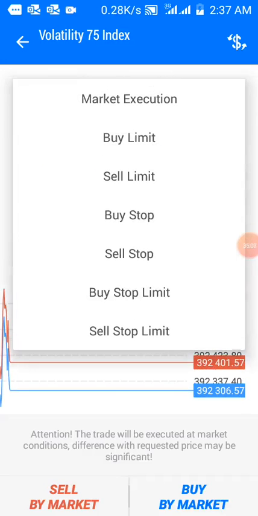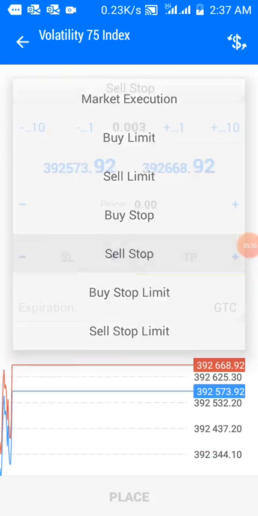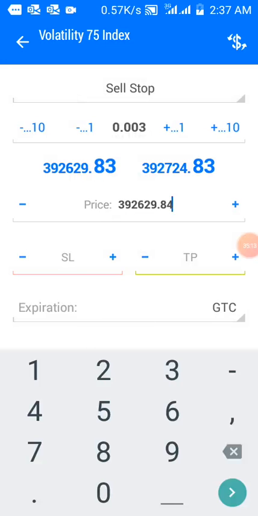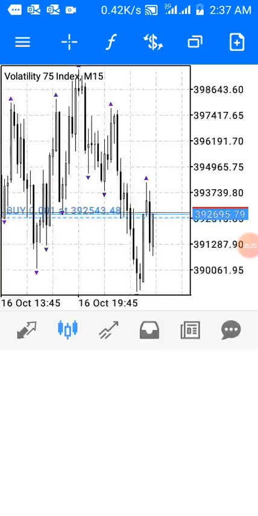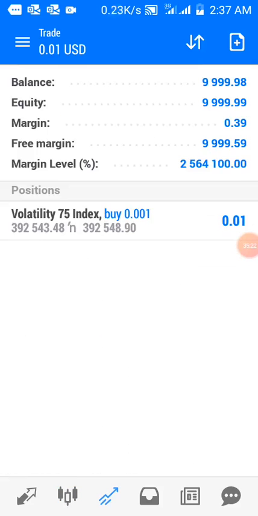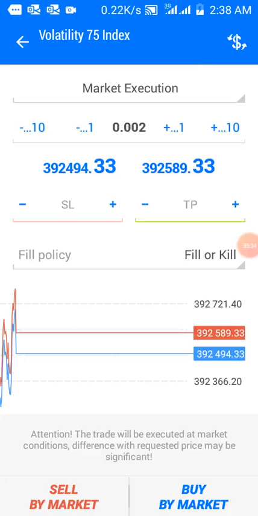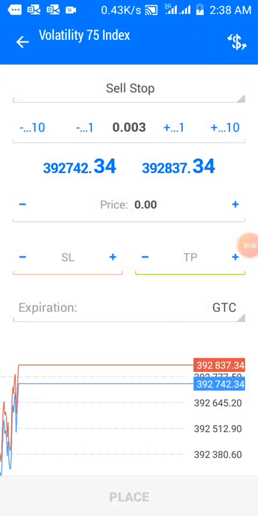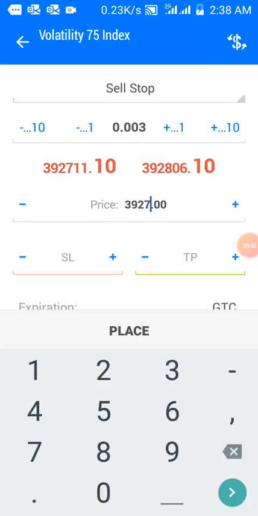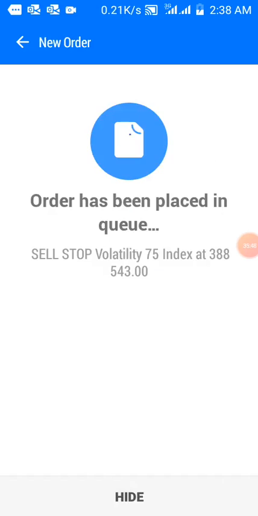So I'm going to have a sell stop. Just a minute, let me get the price again. If the price is 392543, the sell stop will be 4,000 points below, which is 388543. So let me place my sell stop at 388543. Okay, so I place my sell stop.